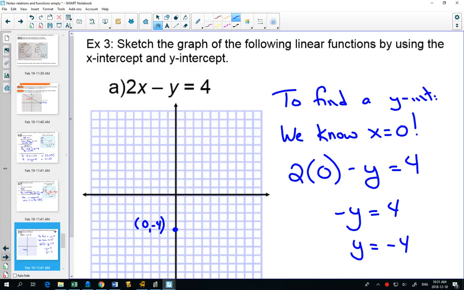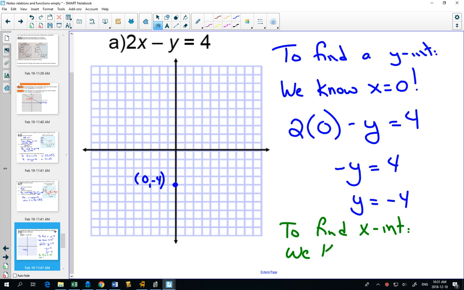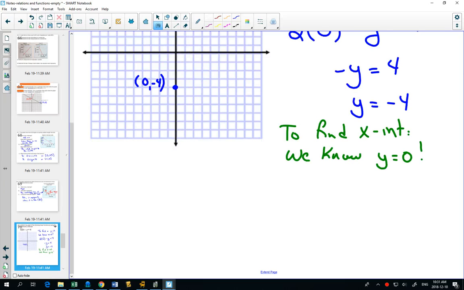What do you think we're going to do to find our x-intercept? What do we know about our x-intercept? That y has to be 0. So we go to the same equation, and this time we replace the y with 0. In which case, on this side, you would get 2x is equal to 4. How do you solve that? Divide by 2.